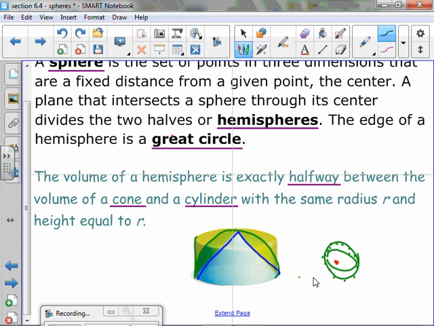Okay, so I've got this cylinder right here. In between it and the cone, I have this hemisphere. The volume of a hemisphere is exactly halfway between the volume of this cone and the volume of the cylinder. Okay? So just keep that in mind.